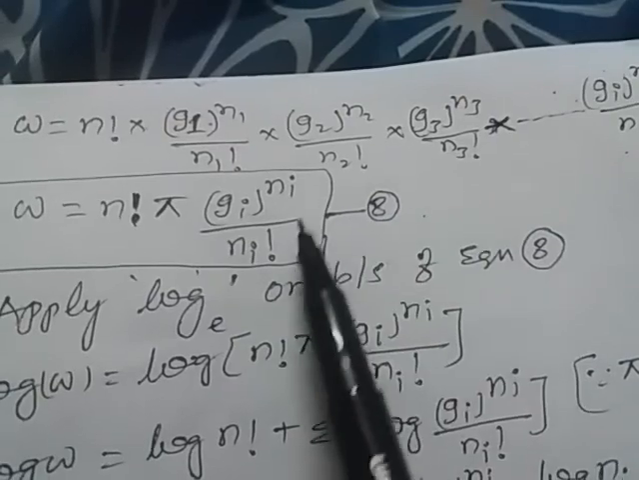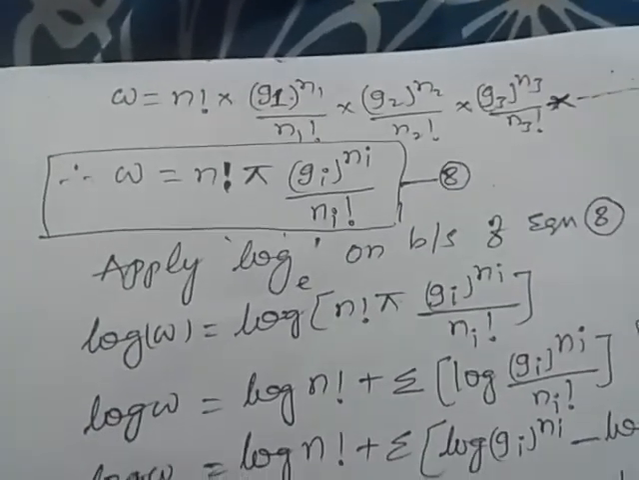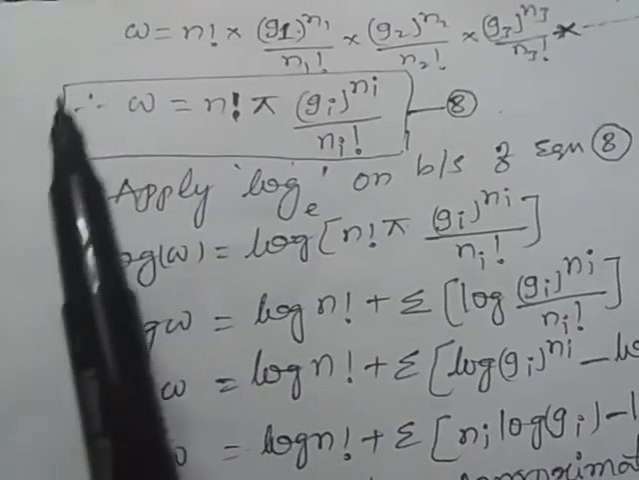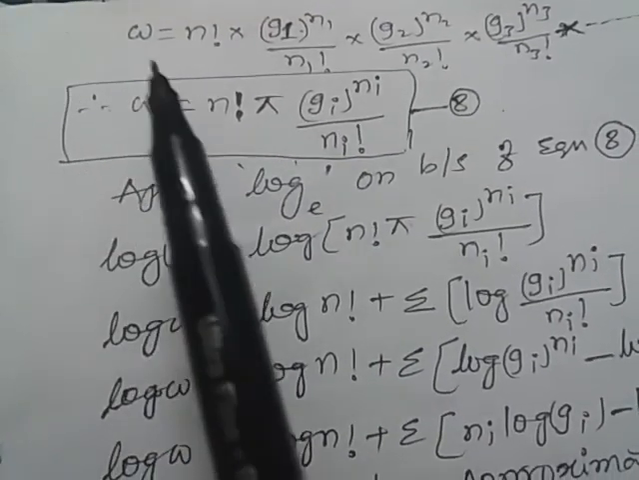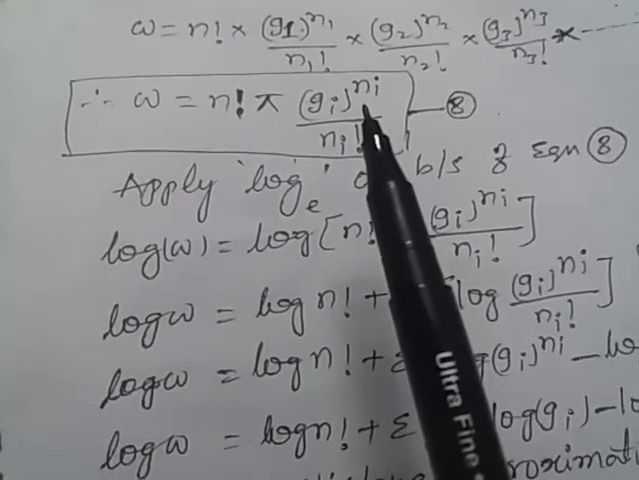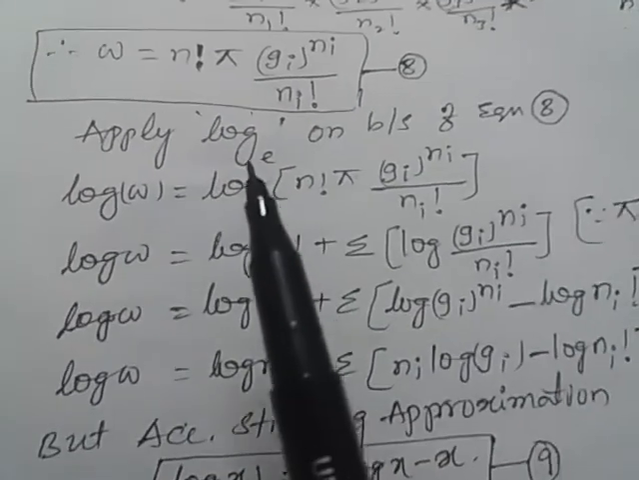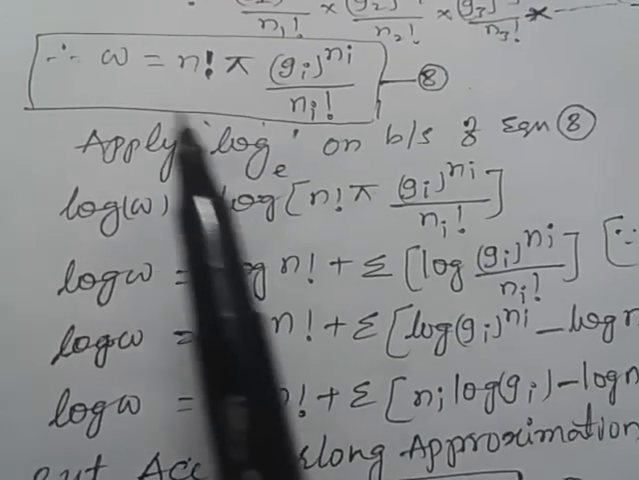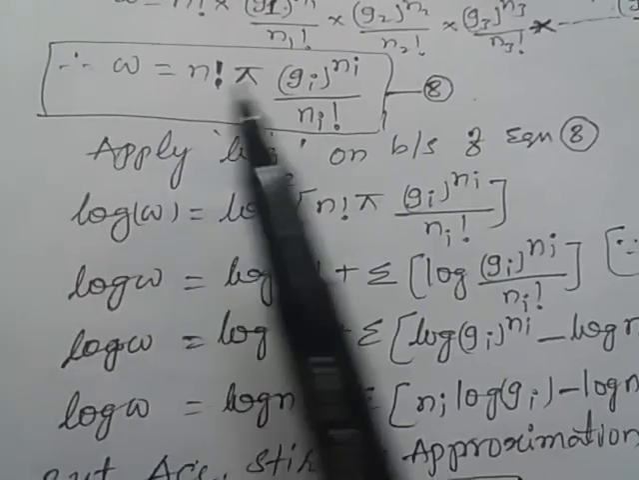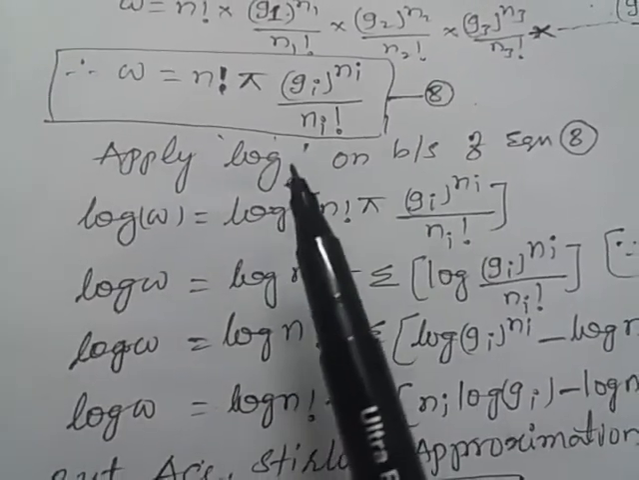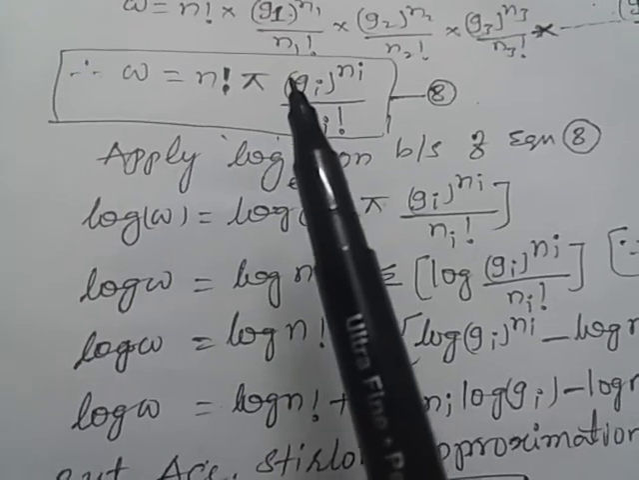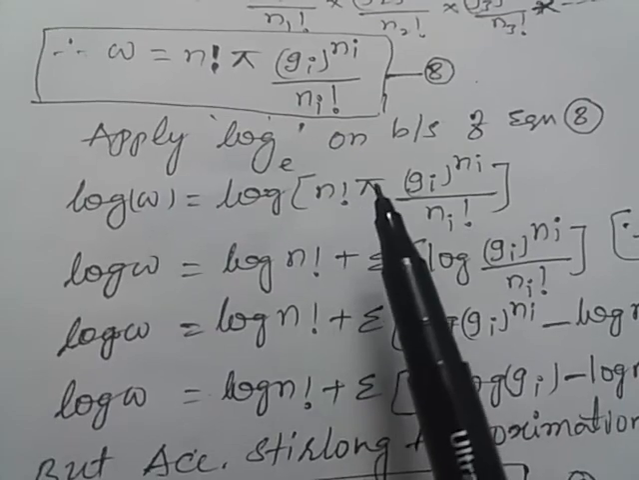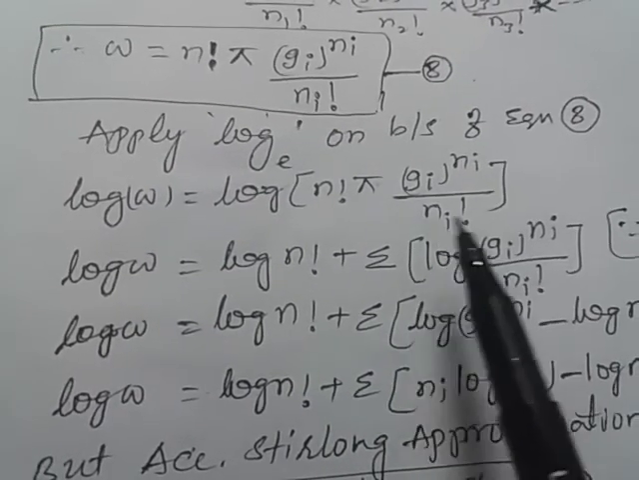This is equation 8. So here, equation 8 indicates the number of ways in which particles can be arranged. Applying the log on both sides of the equation. So let us trace what we have to do: we apply the log function to the above equation on both sides. We will get log omega equal to log of N factorial into the product of gi to the power of ni by ni factorial.